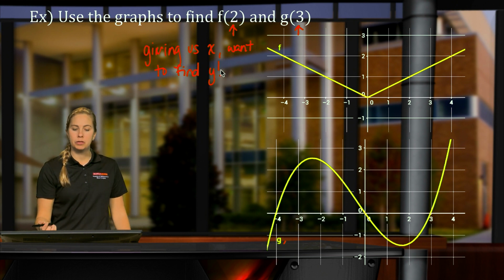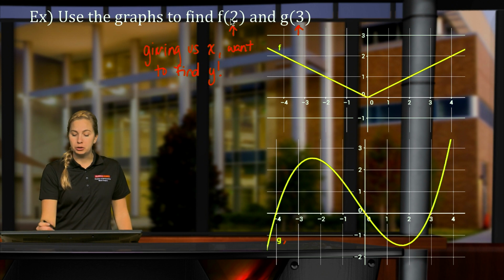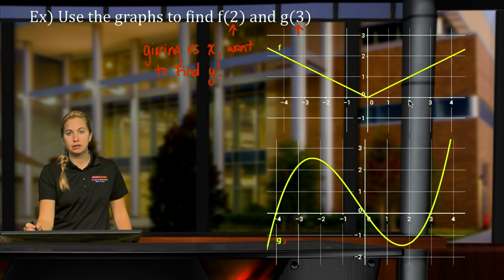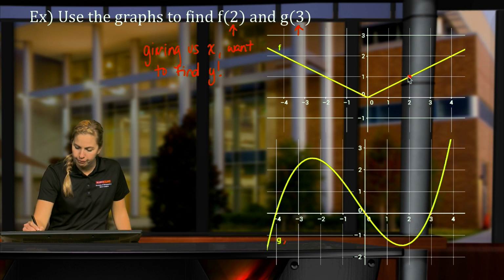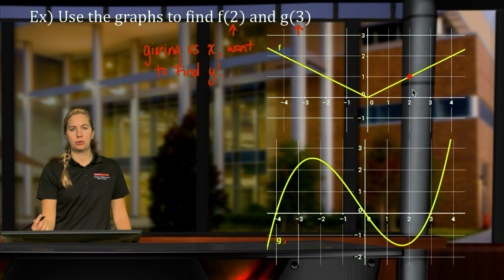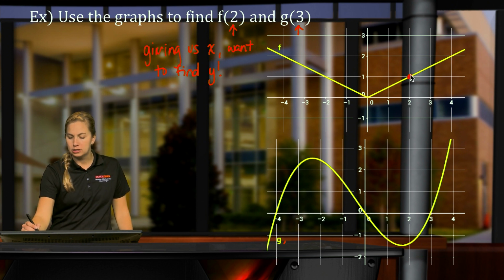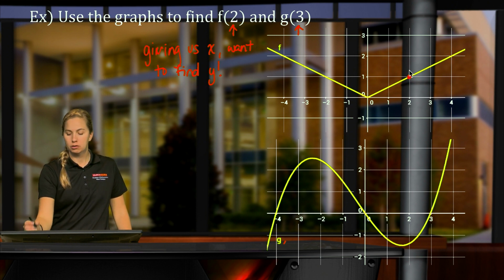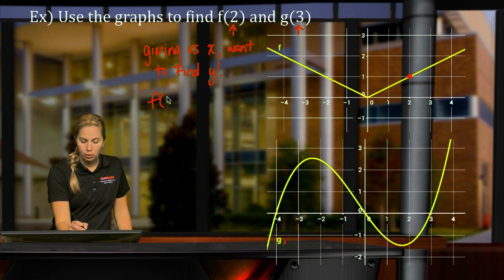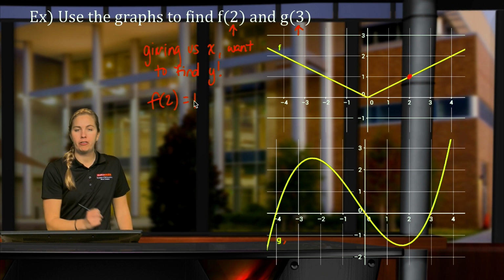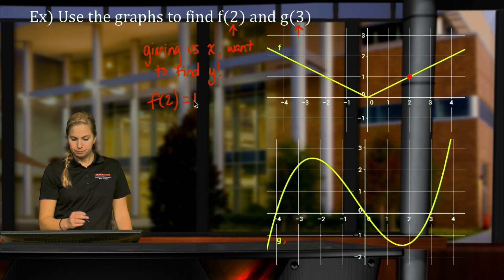So how do we do that with the graph? For f of 2, again, we're using this top graph. We want to find x equals 2, which is right here. And then we just want to move our pen up so that we intersect the graph. And that's the ordered pair that they're referring to. When x is 2, what was the output of the graph, or what was the y value? It was 1. So f of 2 equals 1.